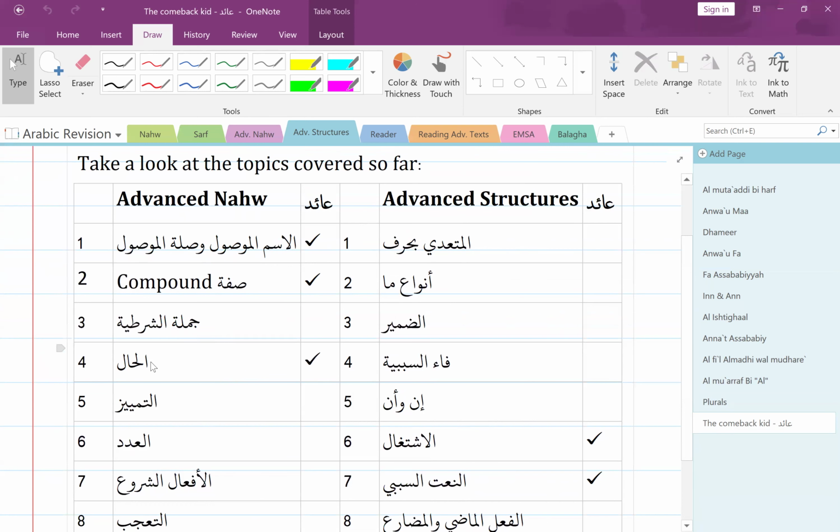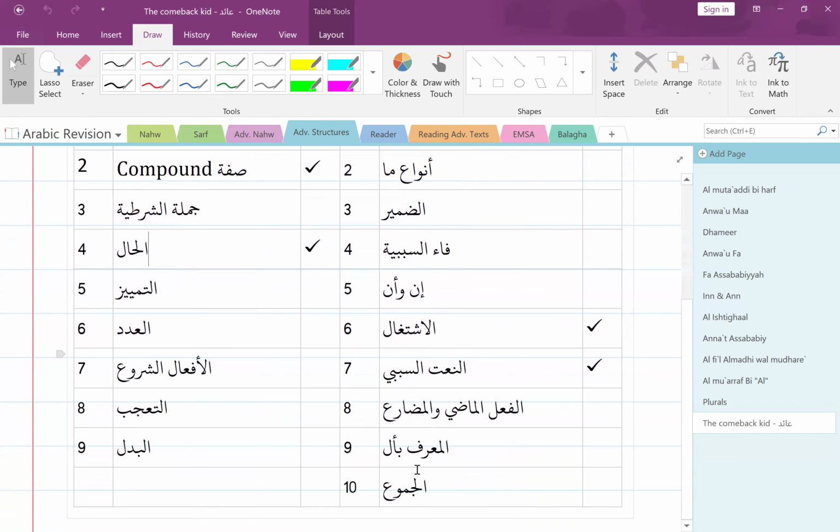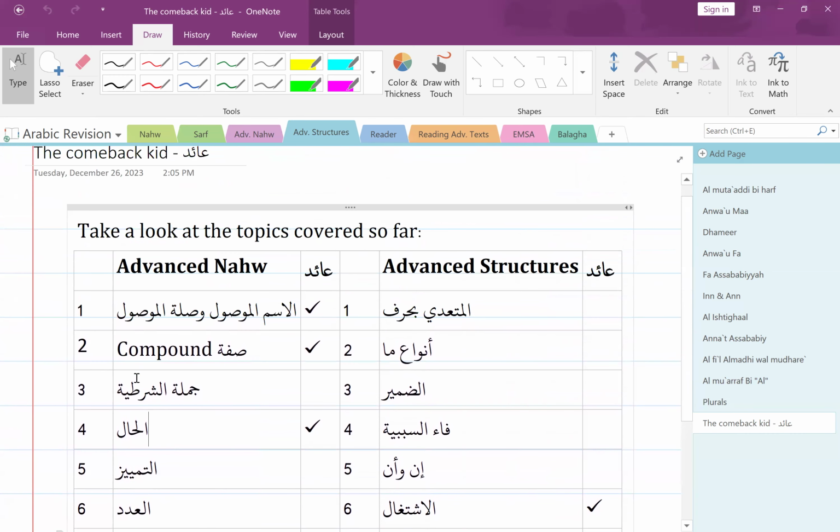Here in hal, mostly when it comes to the jumla fi'liya and jumla ismiya, you have to have a pronoun that goes back to the sahibul hal. So that's about it. And that's the end, guys. These are all the topics we've done so far. Alhamdulillah, we're done.